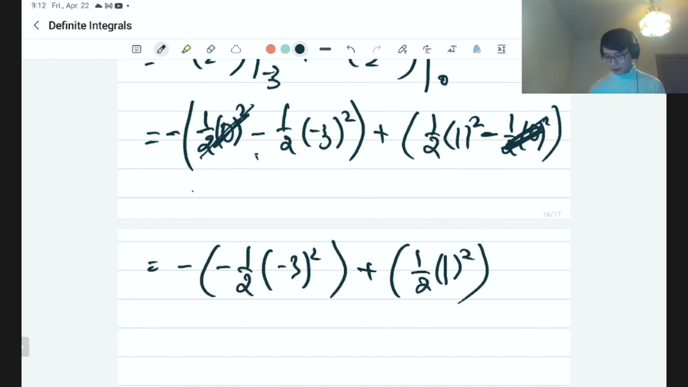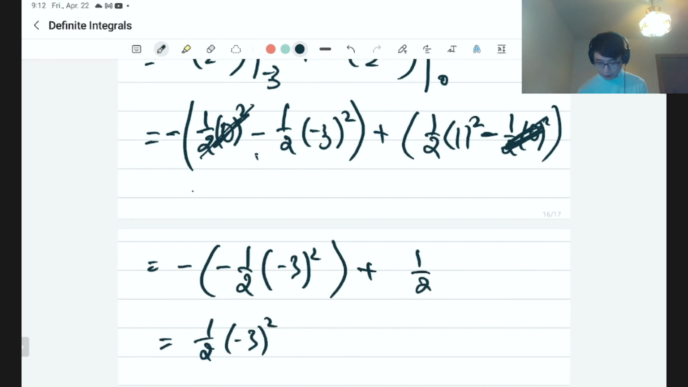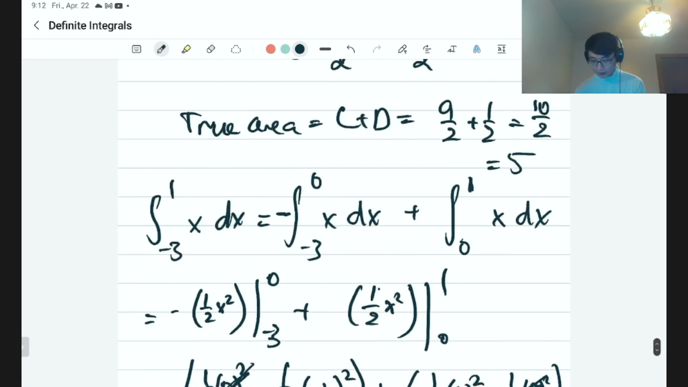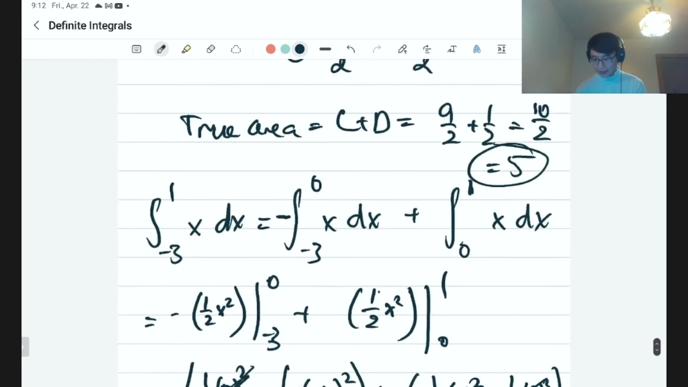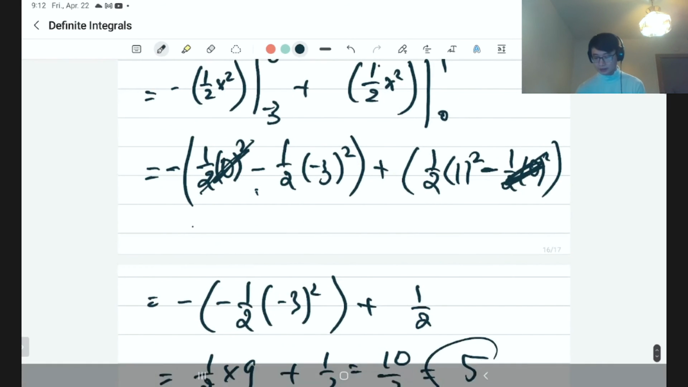All right, allow me to clear this one out, right? Because again, 1/2 times 1 is equal to 1/2. So you can see negative with negative is turned into positive. So 1/2 times -3 squared, this one is 3 squared here. Allow me to use a 9. Plus 1/2 is equal to 10 over 2, which is equal to 5. Now, exactly what we can calculate as a true area here.